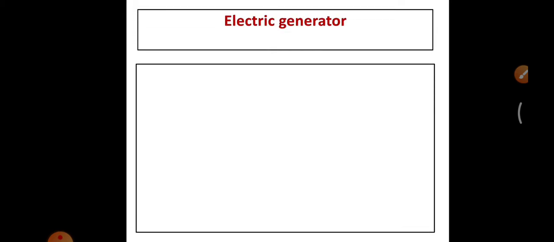The first topic, electric generator. There are two types of electric generator. One is AC generator, the second one is DC generator. The AC generator produces AC current, that is alternating current. DC generator produces direct current, that means DC current.